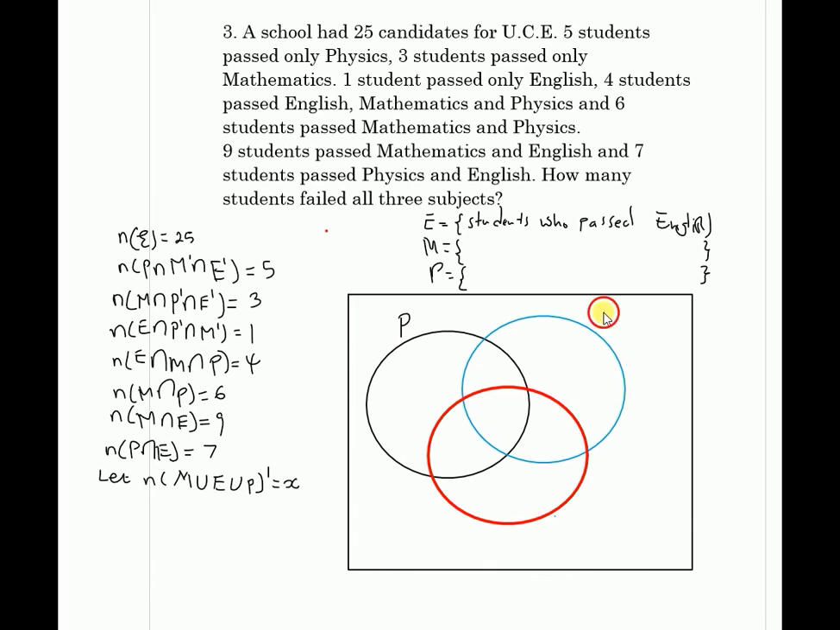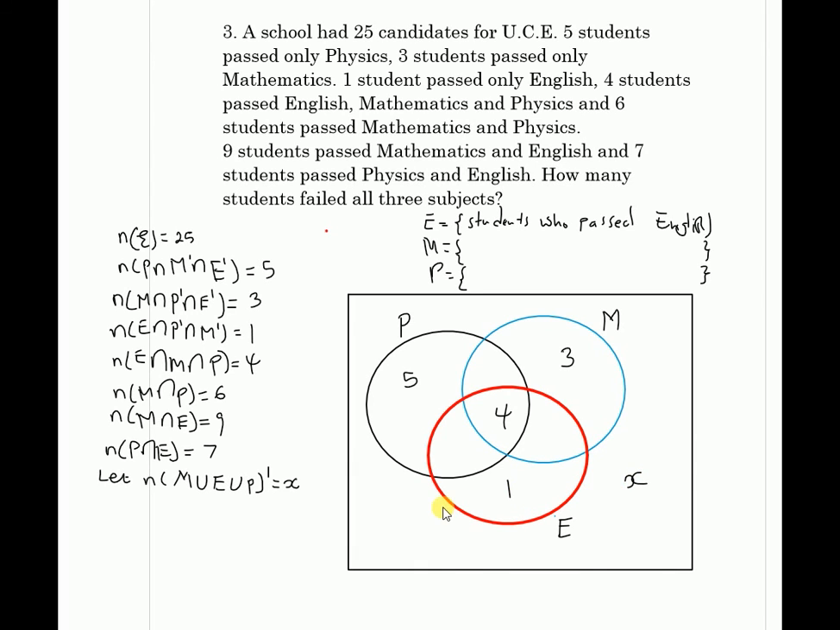That is P, M, E. Now for these 3, this one is lying in P alone. That is physics only 5, math only 3, then English only, that is 1. When it comes to the 4, that one is also there. And the X is out there.